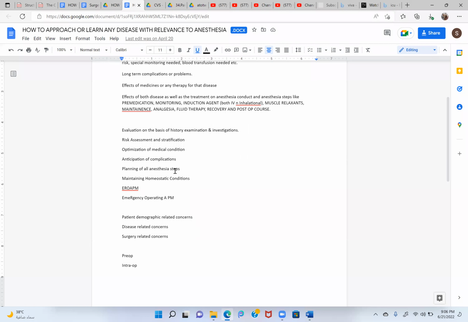And as I explained to you, planning of all anesthesia steps, maintaining homeostatic conditions. Homeostatic conditions will be maintaining oxygen, maintaining CO2, maintaining volume, maintaining temperature, maintaining rhythm. Maintaining acid base status, maintaining volume status, the patient having good urine output. These are all called homeostatic conditions.